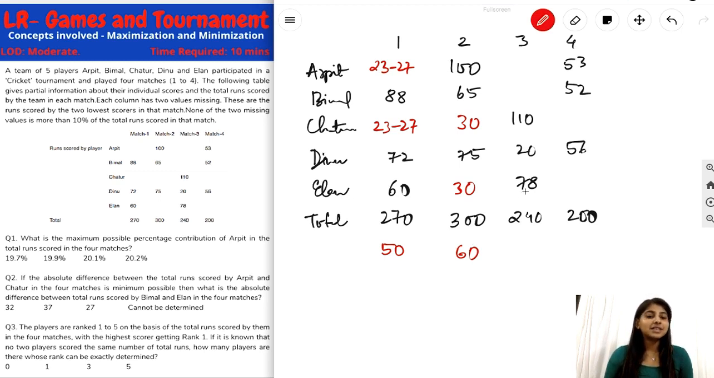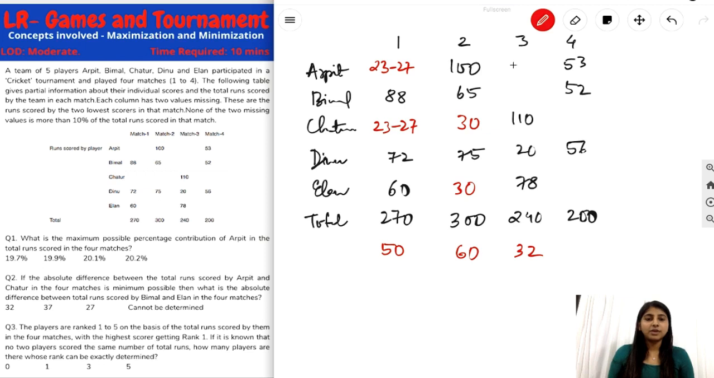110 plus 78 is 188, 198, 208. So the total is 208, which means 32 is the missing score. Now these two together are going to have 32, but who can have what? So if we look at the highest possible value, it is 10%, that is 24. But can one of these two have 24? No. Why? Because Dinu himself, who is among the top 3 scorers, has only 20. So maximum that Arpit and Bimal can have individually is 19, not more than that, because otherwise they will surpass Dinu, which is not possible because Dinu is among the top 3 scorers among the 5, and Arpit and Bimal are not.